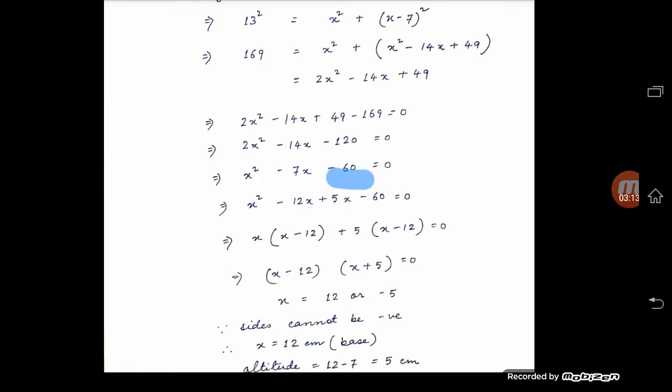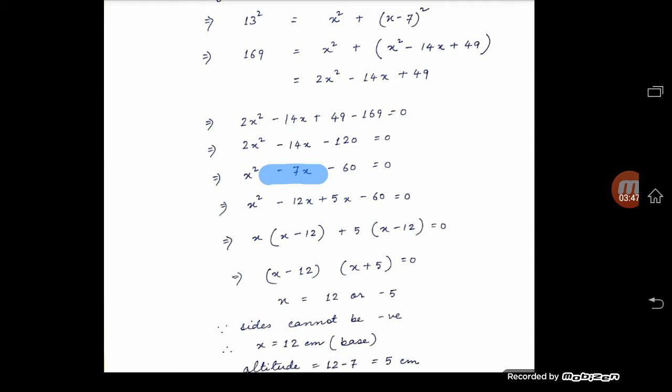Now we factorize this. We split this middle term in terms of the factors of the constant term. So we write 7x using minus 12 and plus 5. That means 12 into 5 is 60. Those are the factors of this constant term. We express 7x as the sum or subtraction of the factors of the constant term. So we write minus 12x plus 5x in place of minus 7x.